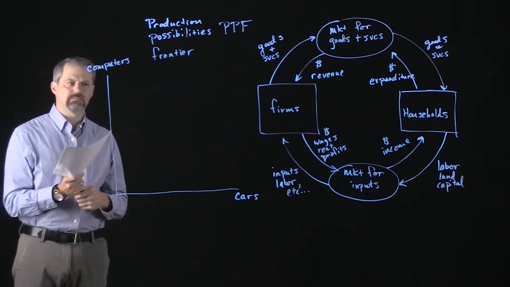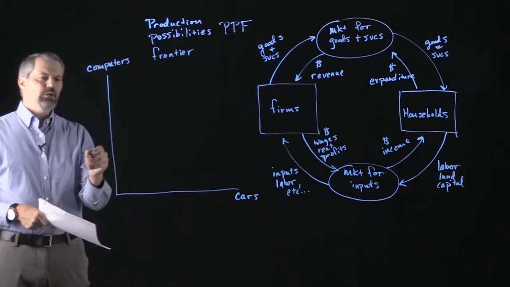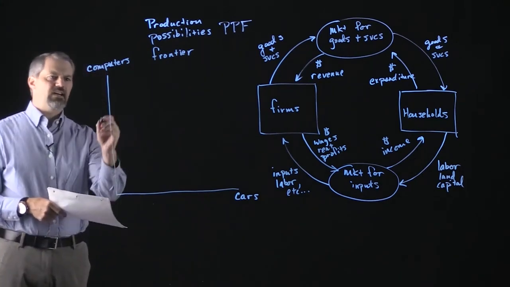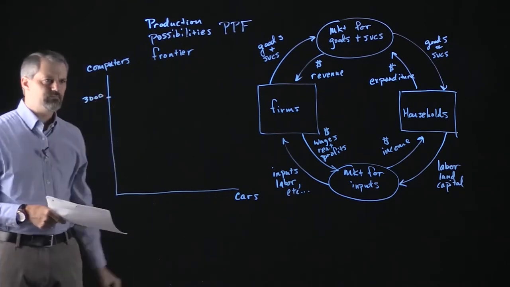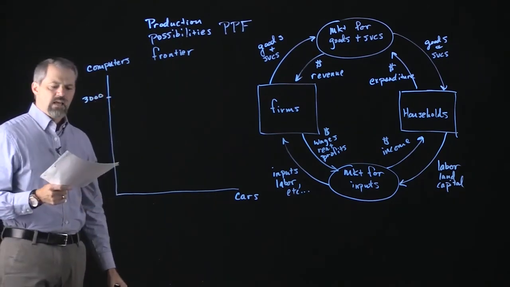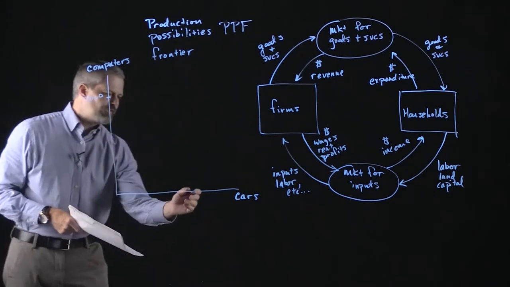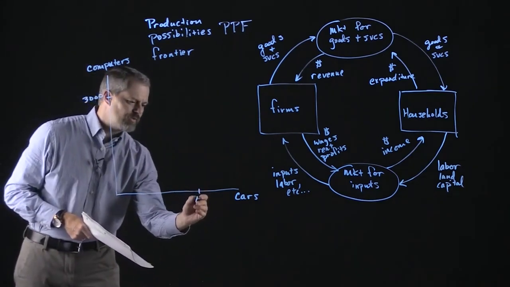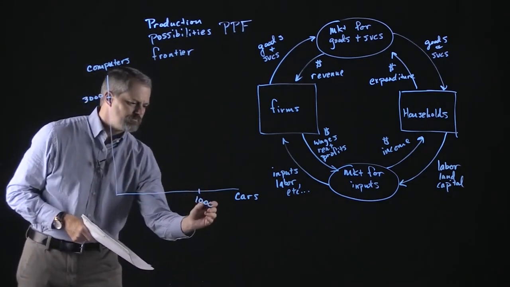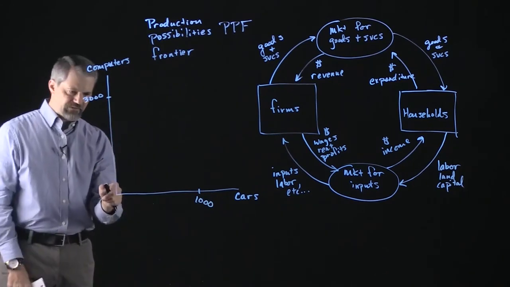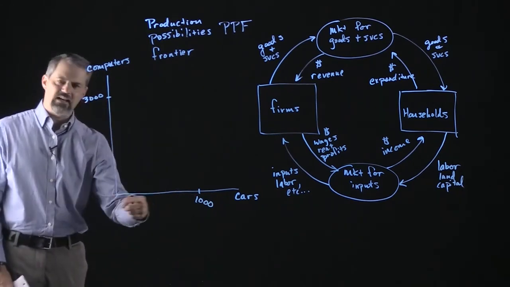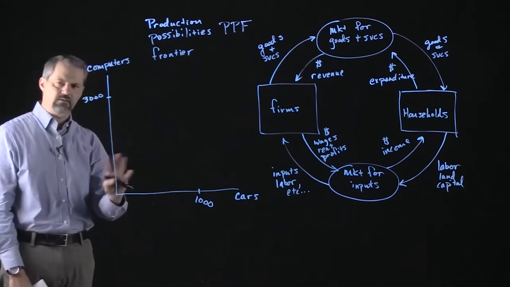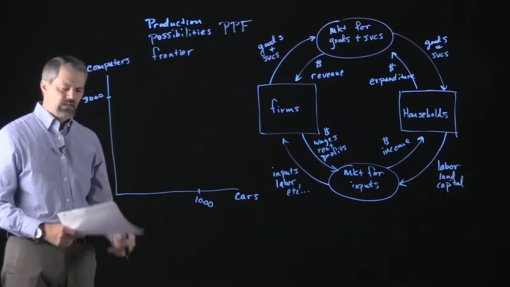Pretend as if we don't have to worry about tools or food or anything like that. Let's pretend that if we use all of the resources in this economy to produce computers, we can produce 3,000. And let's suppose that if we produce only cars, we can produce 1,000. Don't worry about the fact that my scale here is not to scale on the horizontal axis. We're not worried about that.